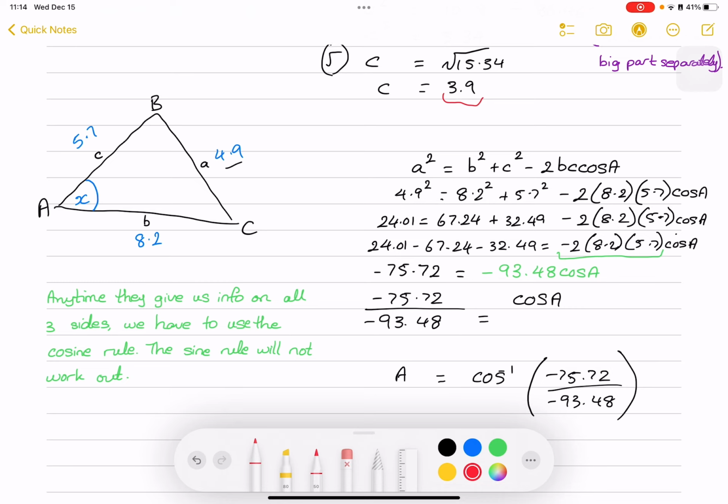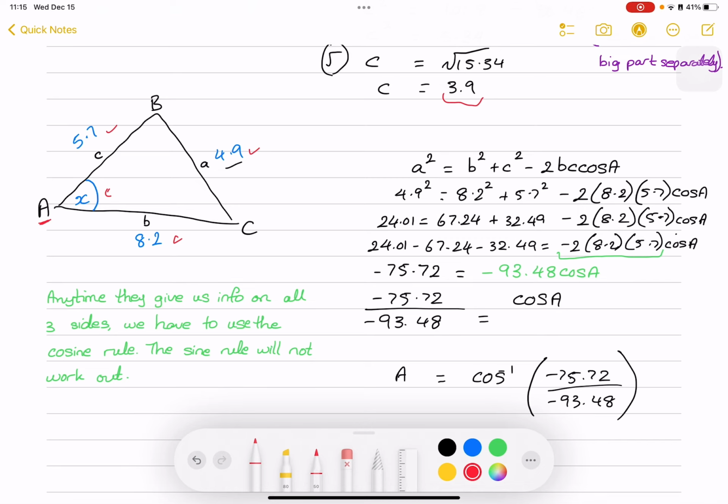So let's take a look at this triangle. As you can see, they gave us the three sides of the triangle. There's no reason to use the sine rule here, because you can't use the sine rule when they give you three sides. So they gave us three sides and they want us to find the angle. Now which one do we use? We have to use the one that includes the angle at A.